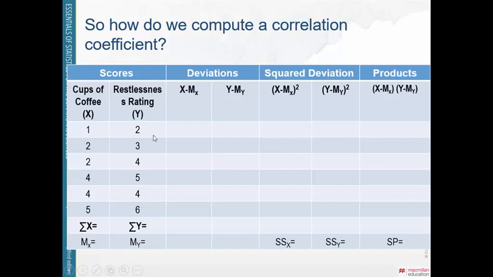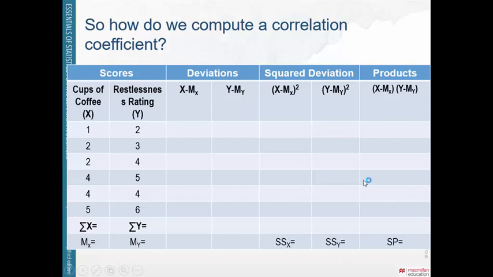Then you're going to do the same thing for the restlessness rating. You get your mean, and then you do your score minus your mean, that's your y deviation. This score 3 minus the mean, that's this deviation here. Again, each time you square it, because if you remember, when you add up your deviation scores you end up with 0 every time. Once you've got your squared deviation scores, you sum them up. So you get sum of squares x and sum of squares y, just like we've done before.